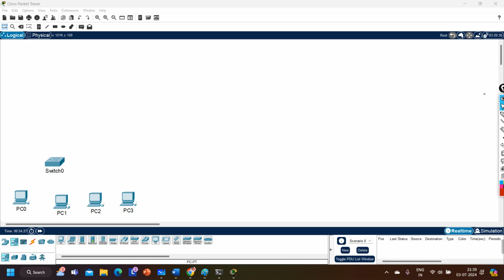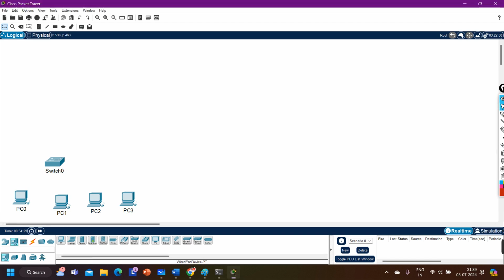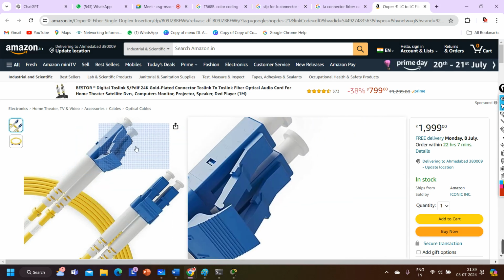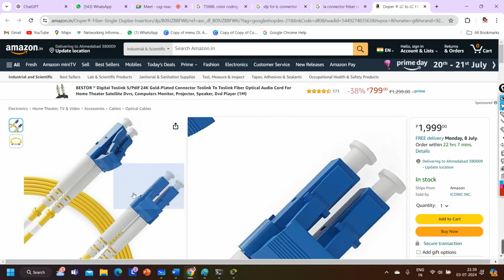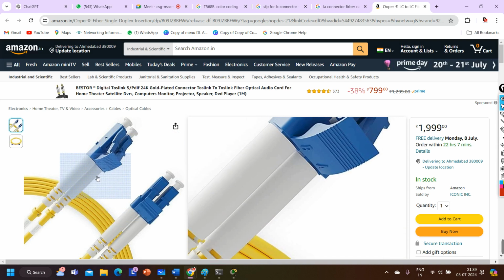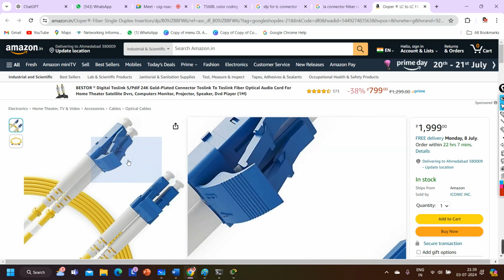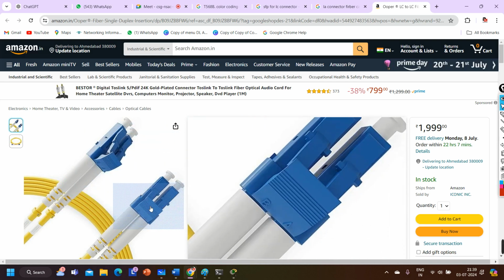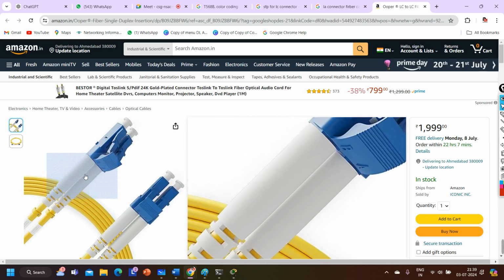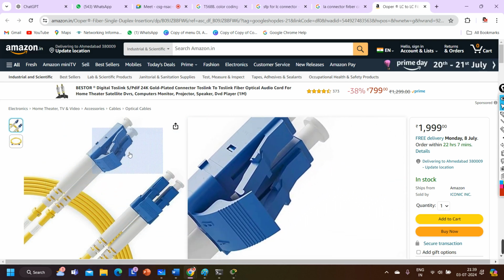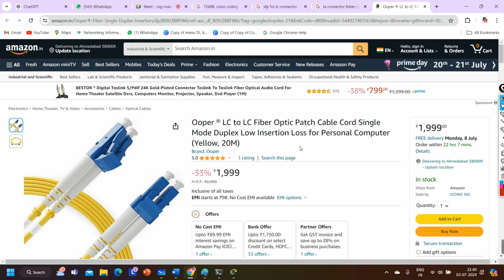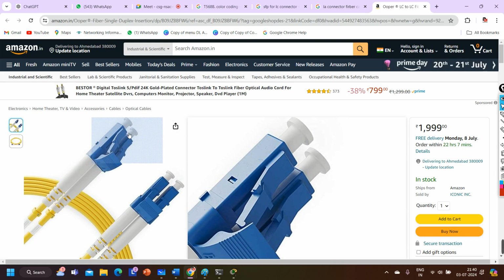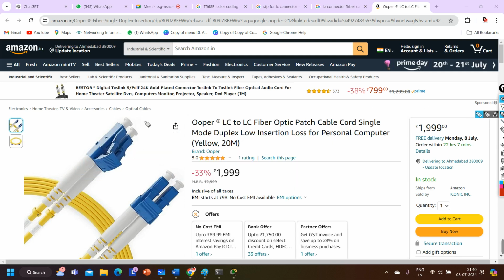No, no, brother, I'm not getting your question. How will you connect it? Brother, here it's mentioned, see both sides. Somewhere you can see the TX RX as well, maybe behind on the opposite side. Yes, you need to insert this. You need to insert this in the SFP.